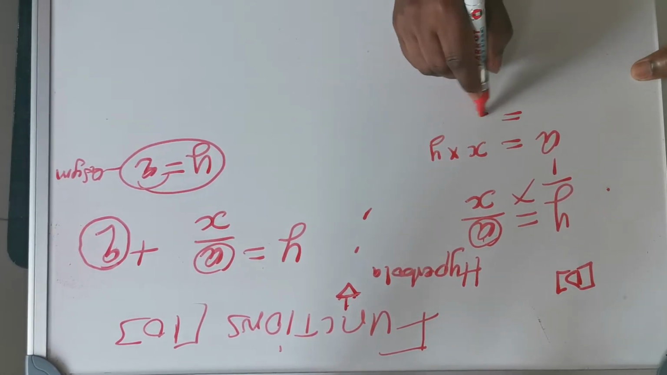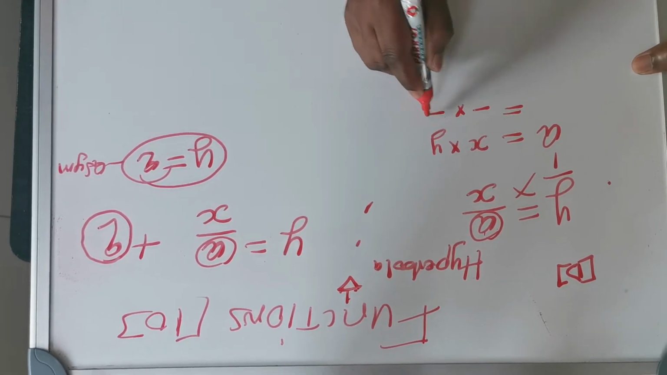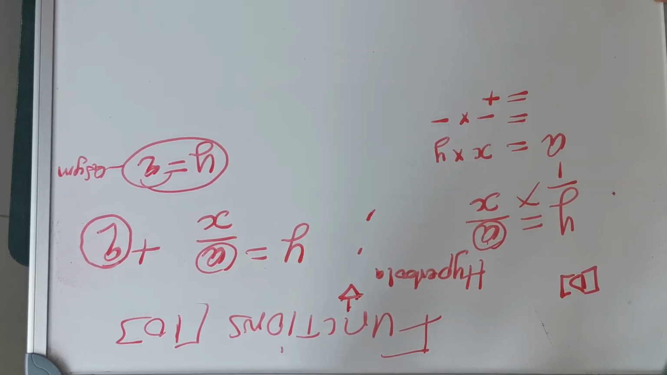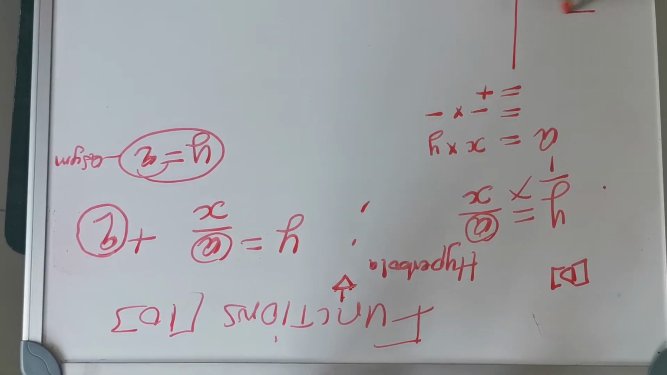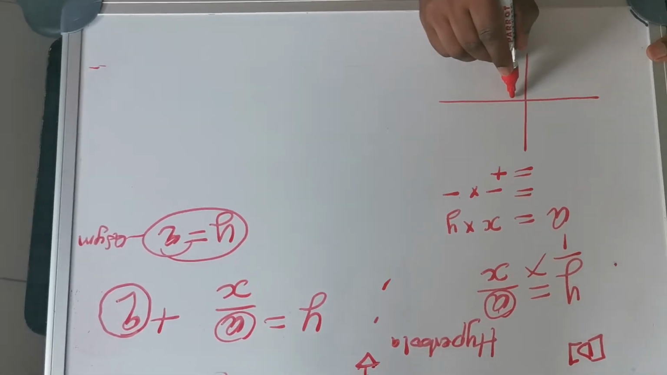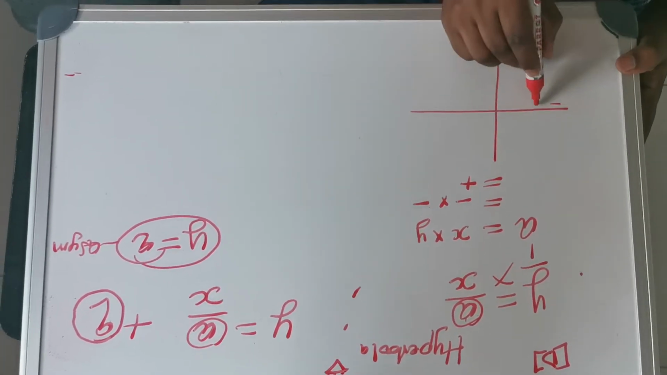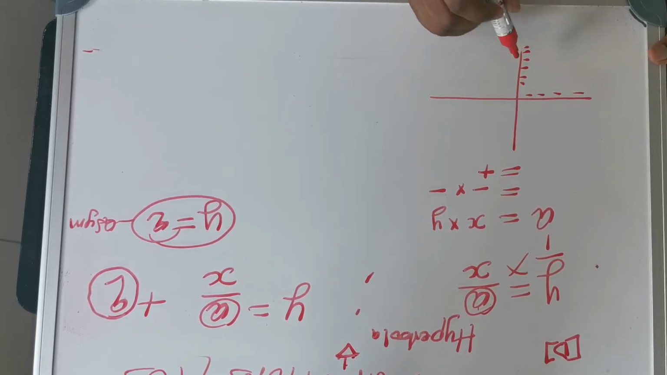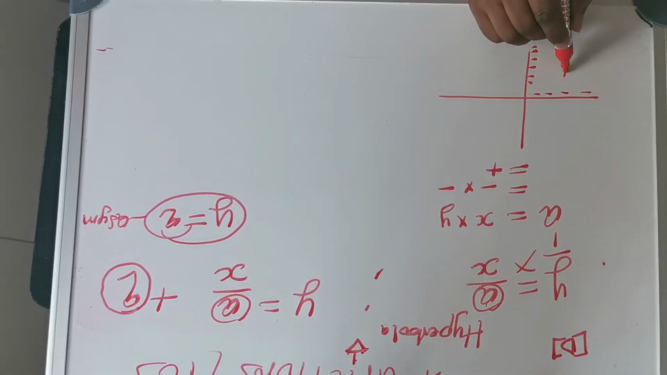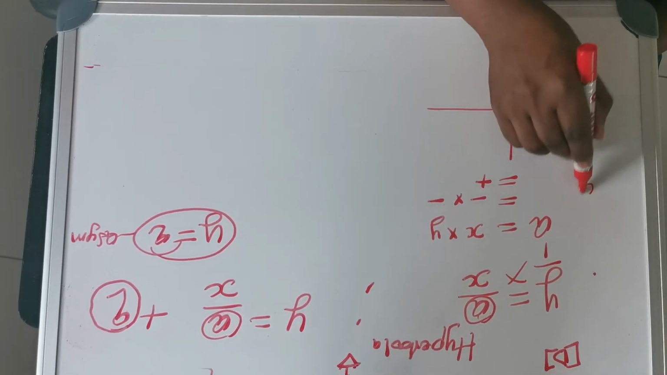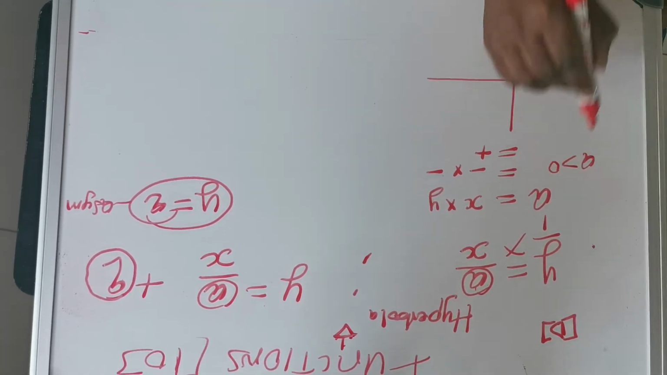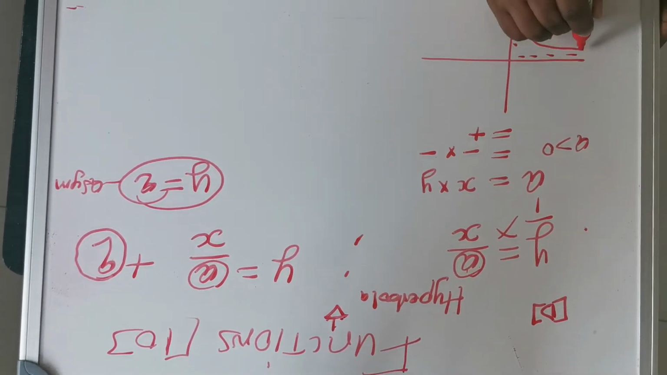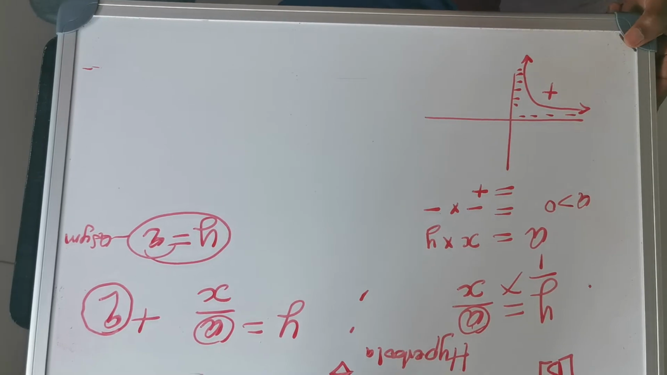If your x is negative and your y is negative, obviously this would be positive. Now according to the graph, we know our x here is negative, our y is also negative. So when you say negative times negative, this will give you positive. So if our a is greater than 0, it means you will have something like this in this quadrant.